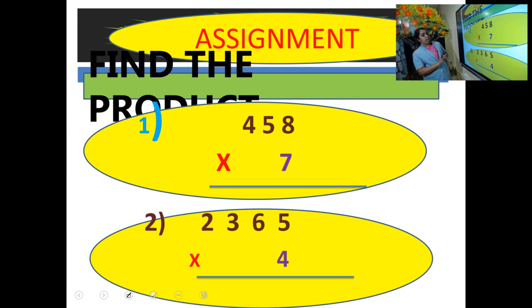So this is for the assignment. Find the product. So the first question is 458 into 7. The second question is 2365 into 4.